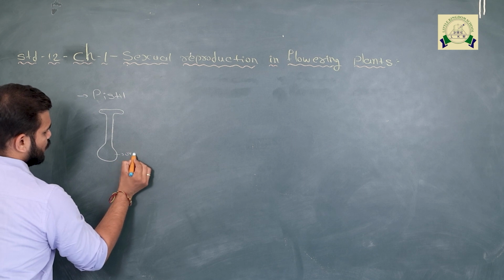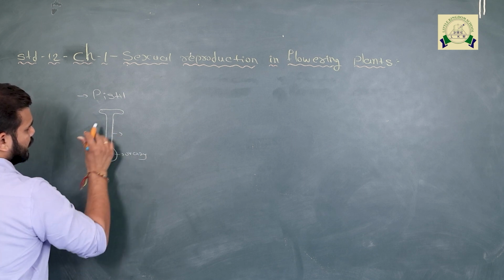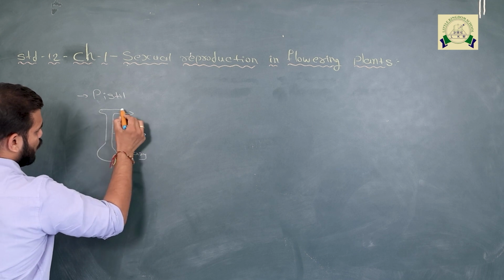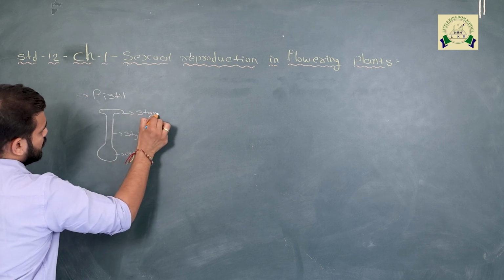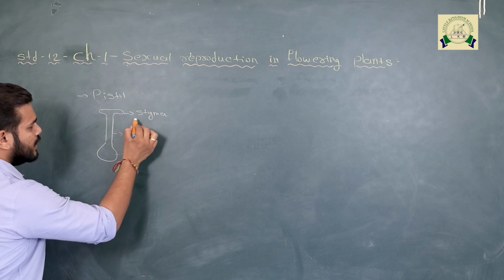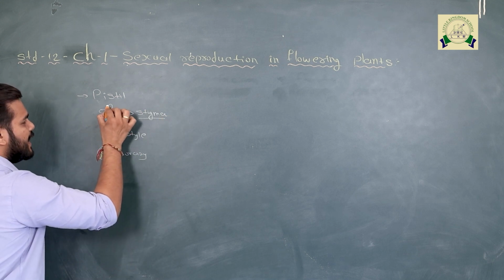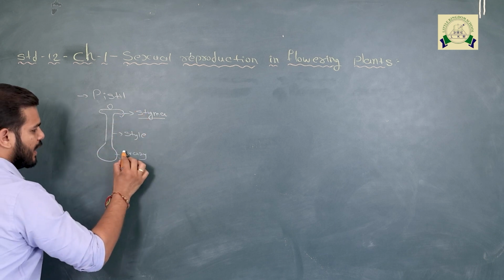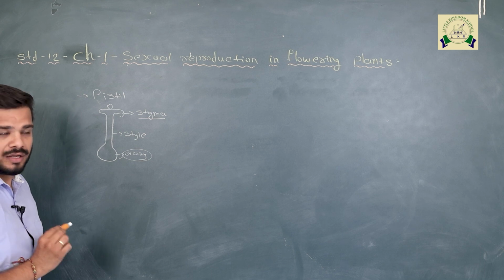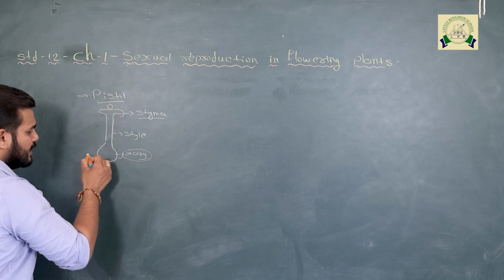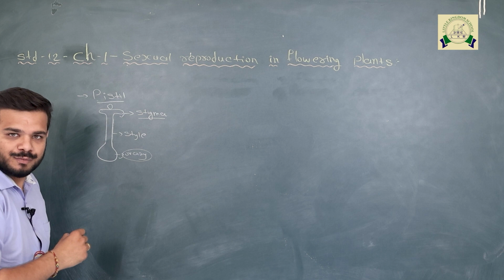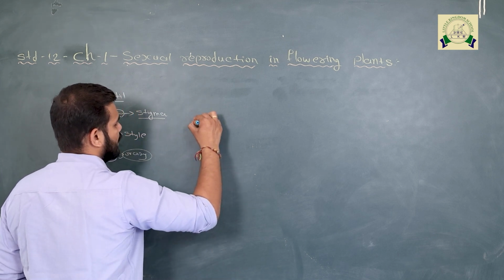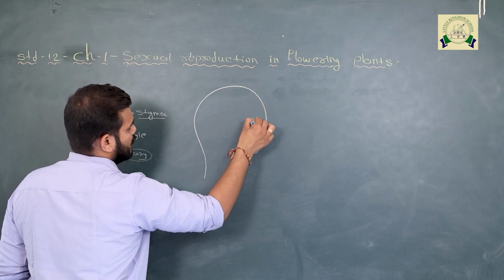This basal swollen part is the ovary. This center part is the style and this portion is known as the stigma. As we know, the stigma provides a landing site for pollen grains. The style connects the stigma and the ovary. Clear? And the ovary is a basal swollen part of the pistil which contains the ovule. If you remember, we drew a diagram like this in a previous video.